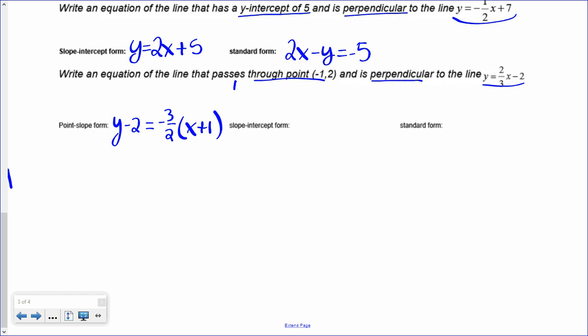Alright. If you guys do the work for this next one, distribute the -3/2. You're trying to get it to be in slope-intercept form. Distribute and then add 2. Does anybody know what that would be? Just doing some algebra here. Again, to go from point slope to slope intercept, you distribute, like I did here, and then you add the 2 over to get everything on the right side.